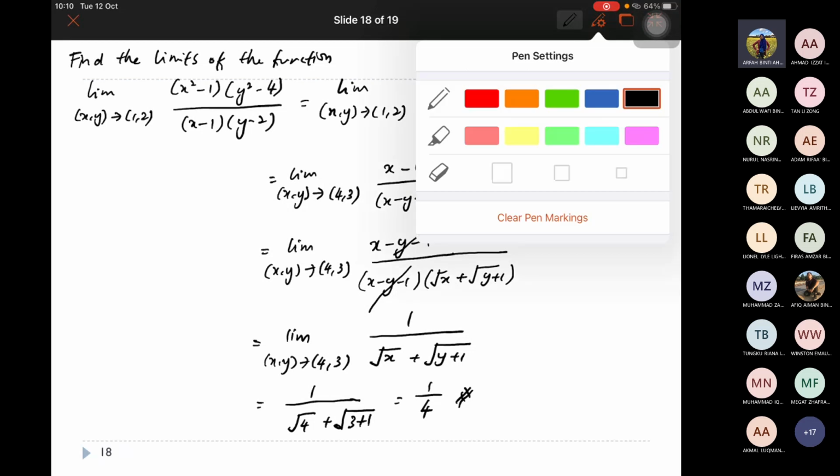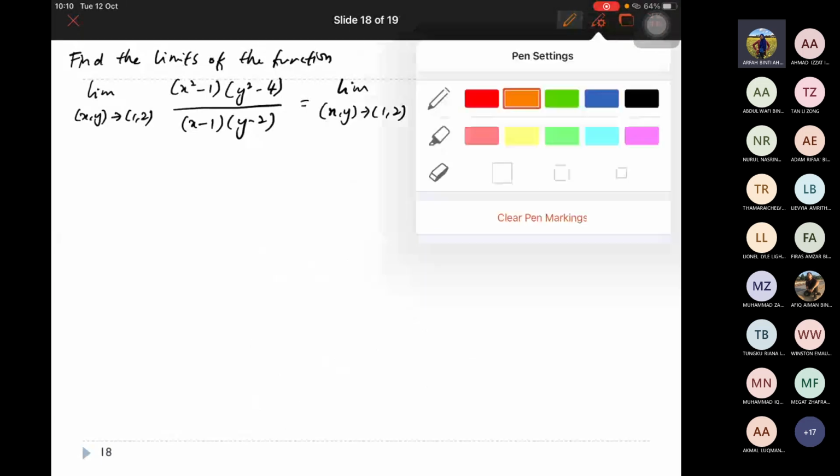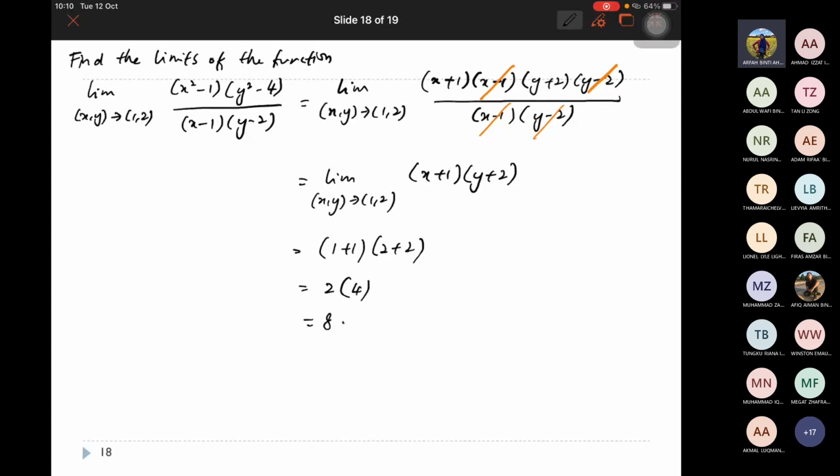So, from here, settlekan this equation, hapuskan, eliminate the things that have the same form of equation. So we have limit of x, y approaches 1 and 2 of x plus 1, y plus 2. Okay. So dia akan jadi 1 plus 1. Okay. 1 plus 1, 2 tambah 2. So it will be 2 plus 4, you get the answer will be equal to 8. So itu adalah untuk soalan yang kedua.